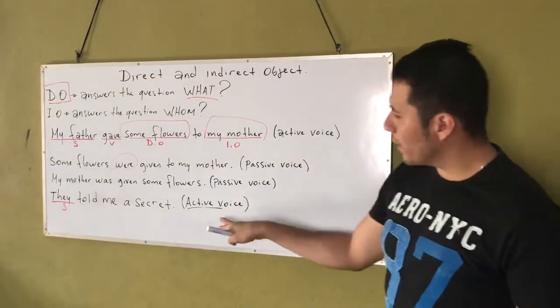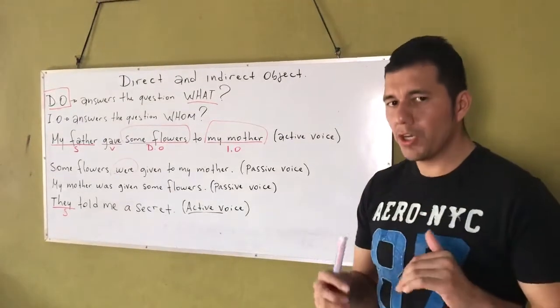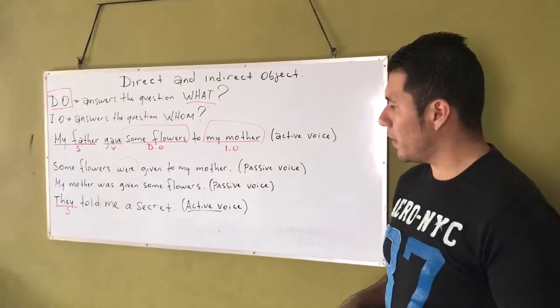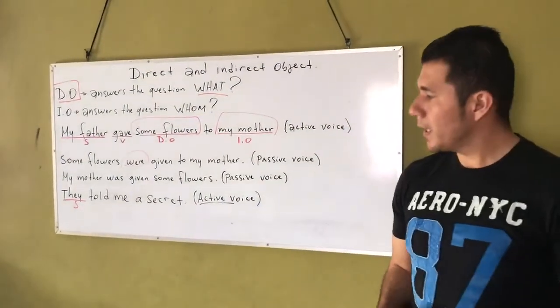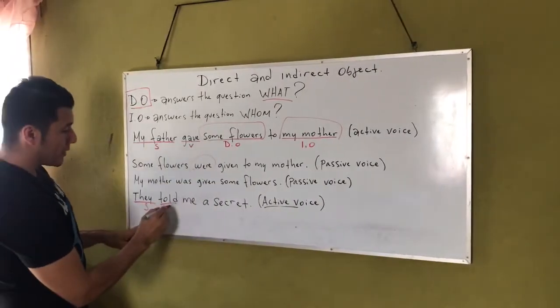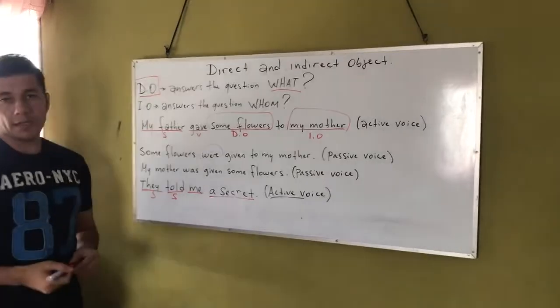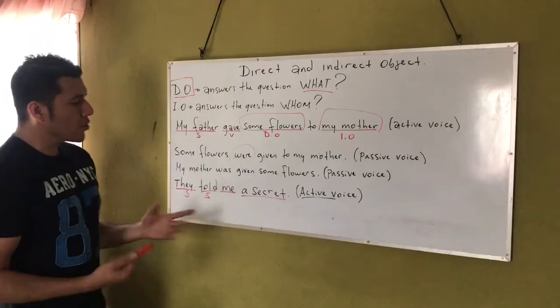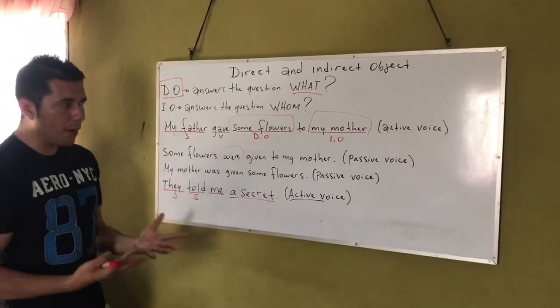Now, I have one more example over here, just to make sure you understood this very well. So they told me a secret. And as you can see, I have the subject over here, they. This is the verb. This is one object, and this is the other object. So how do I know which one is the direct or indirect object?